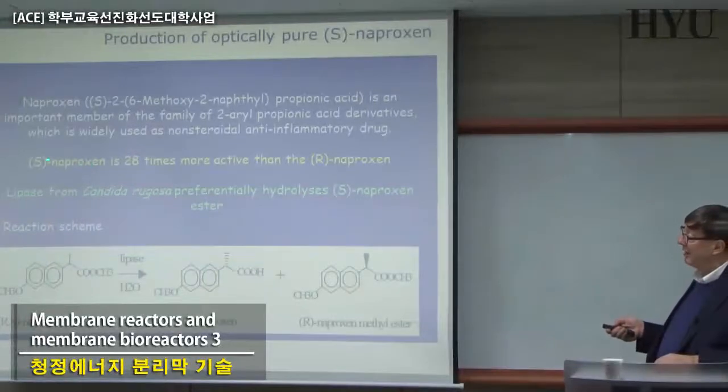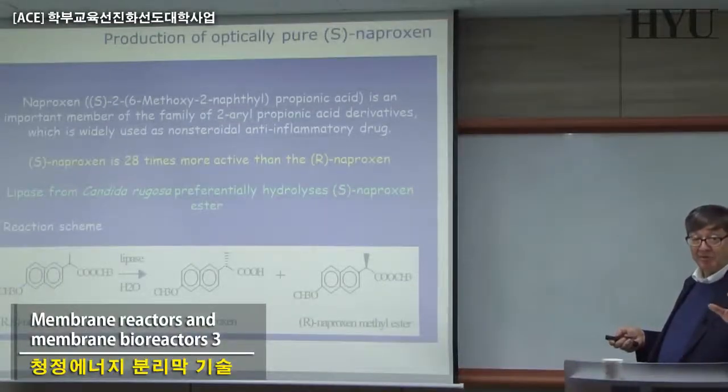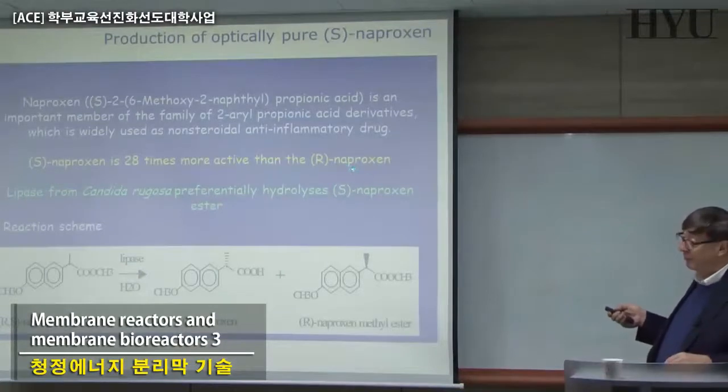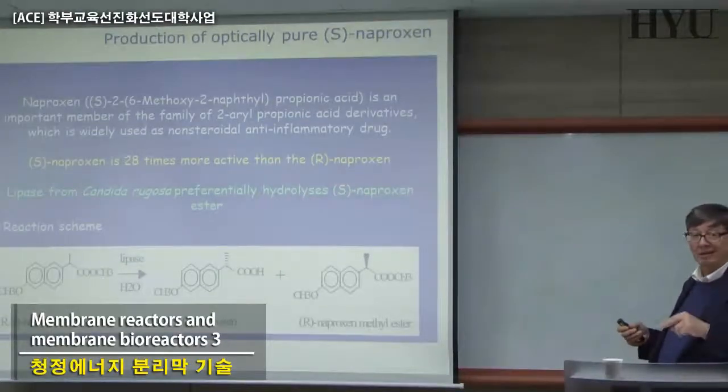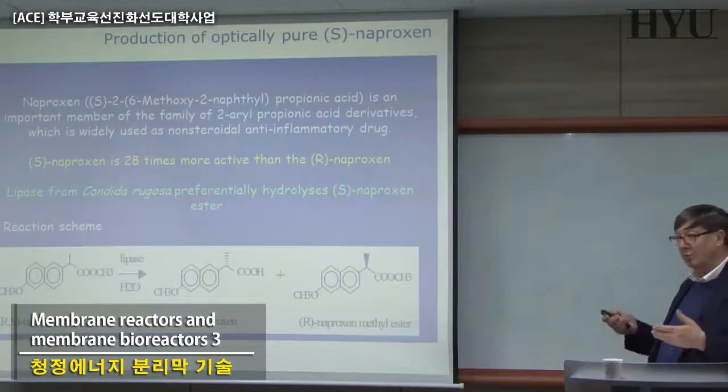In some cases, the S form gives a positive effect, and the R form is killing you. A typical example is limonene. Depending on whether you have the left or the right form, one is sweet and the other one is sour.